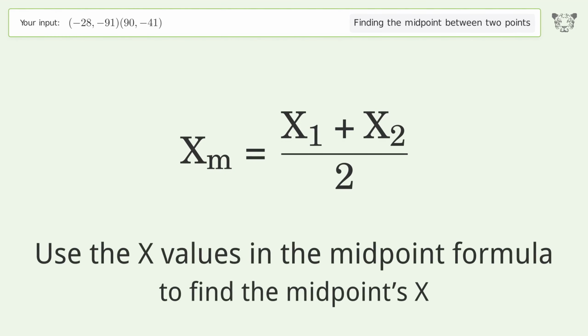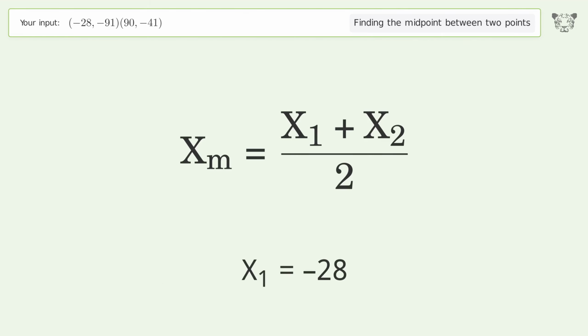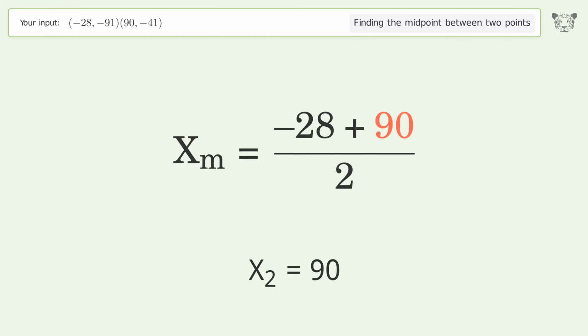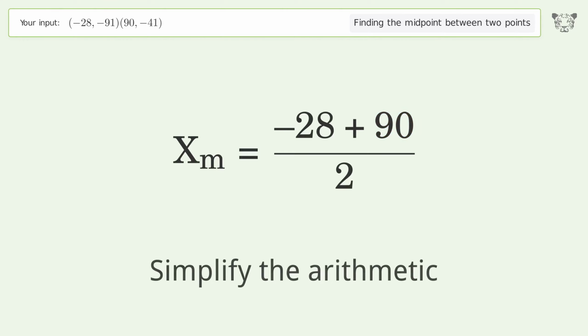Use the x values in the midpoint formula to find the midpoint's x. x1 equals -28. x2 equals 90. Simplify the arithmetic.